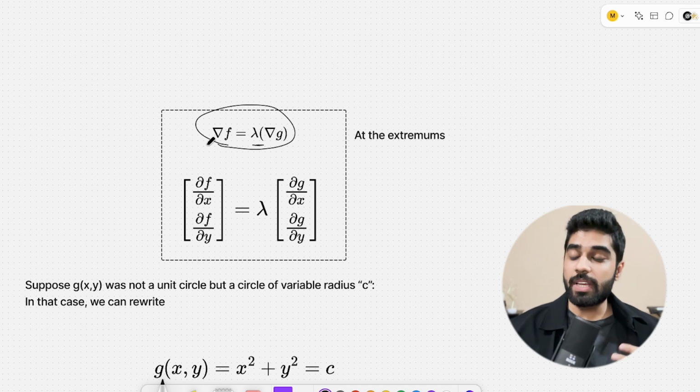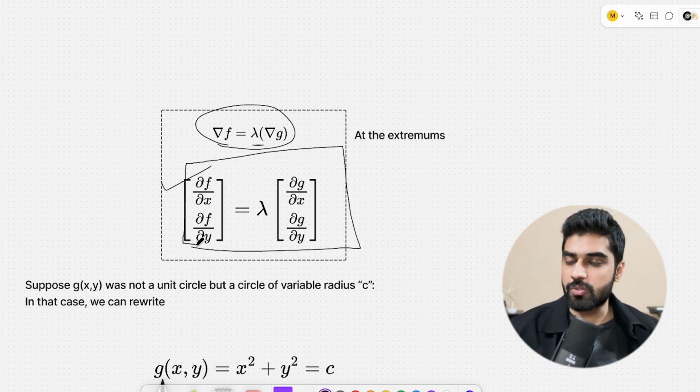So we know that both f and g are two-dimensional functions, which is, they have x and y variables. So we can expand it in the matrix form as partial derivative of f with respect to x and partial derivative of f with respect to y. So these are essentially two equations written in matrix form.